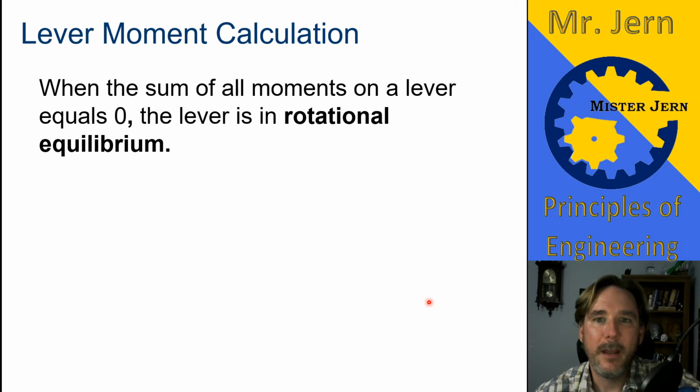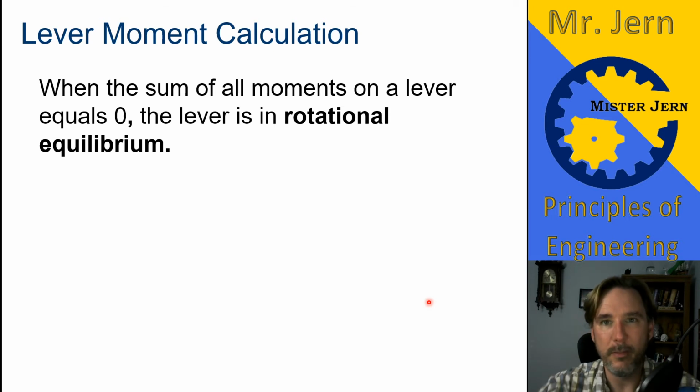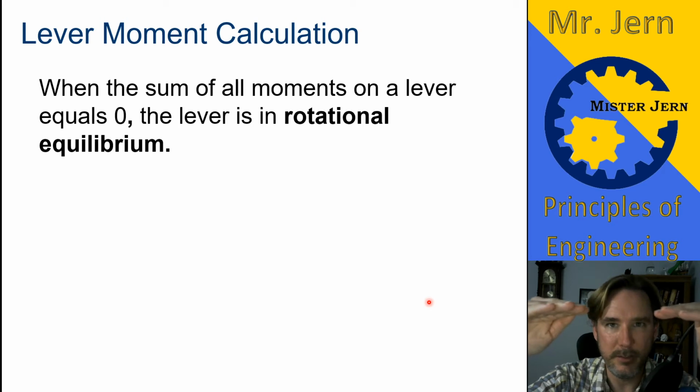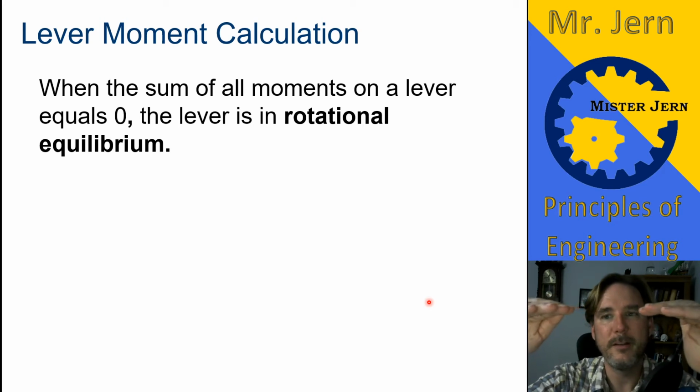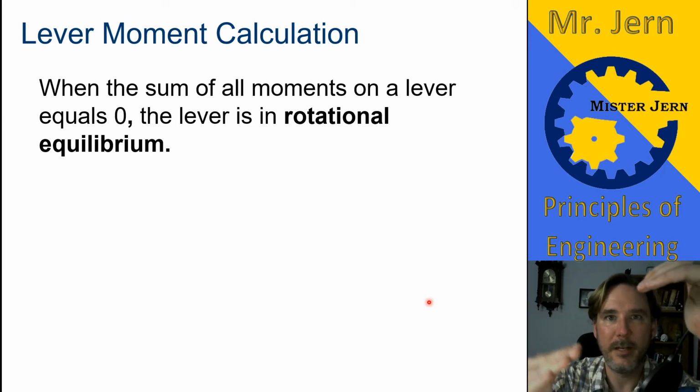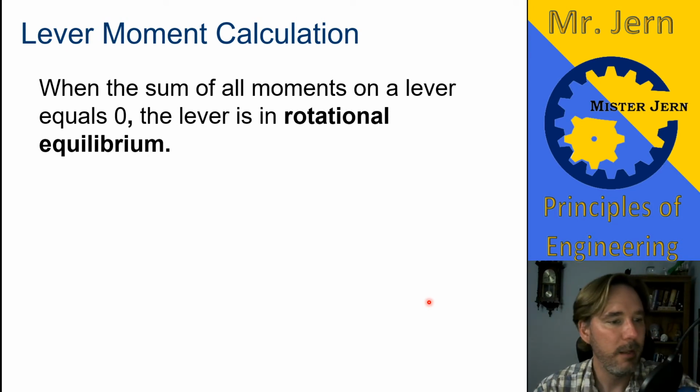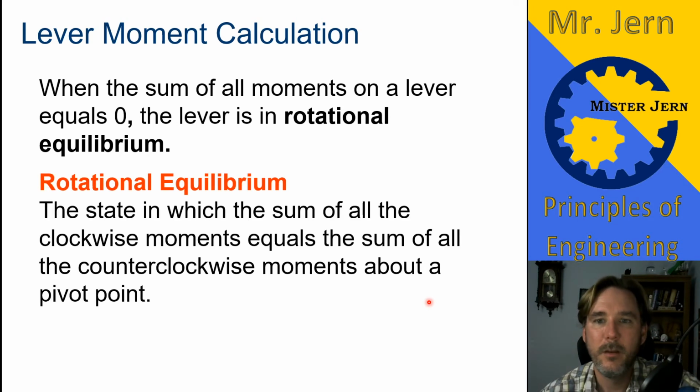So here's the deal. I mentioned this earlier. When the sum of all the moments on a lever equals 0, that means that lever is in rotational equilibrium. They're balanced, okay? When the sum of all the moments is equal to 0, that means there's no movement, or it's in equilibrium. It could be rotating with just constant velocity, but it's balanced out, okay?